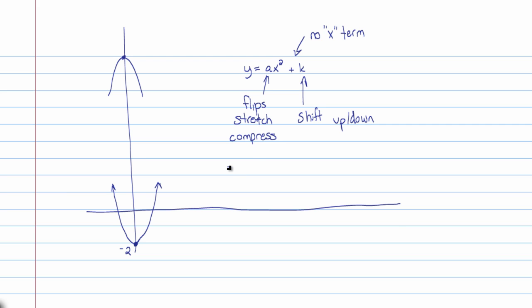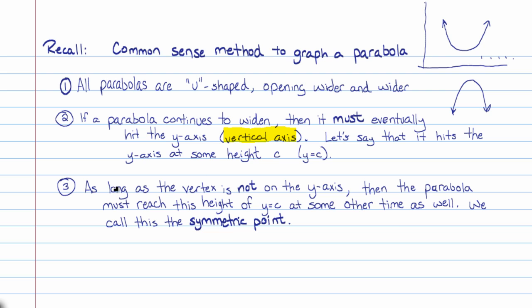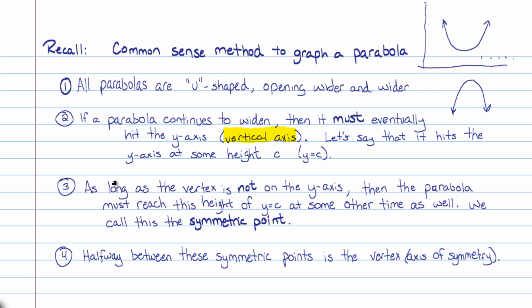Once we have an x term in our equation, instead of just an x squared, that we have an x squared and an x, then we know it's been shifted by some amount left or right. But the easiest way to graph it at that point is using the method that I'm teaching right now. All right. Now, halfway between these two symmetric points is going to be the vertex, the lowest low or the highest high, and also the axis of symmetry.